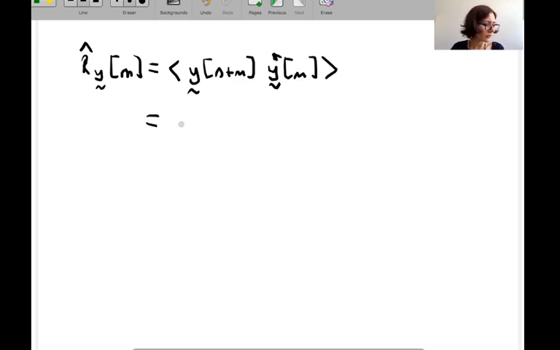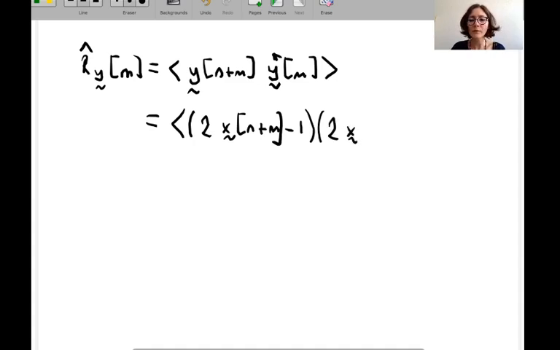So these are real, so let's just ignore the complex conjugate sign. I'll just write down the expressions: 2x of n plus m minus 1, first term, y of n plus m, and then the second term, 2x of n minus 1. So we'll still do maths in here. Again, constants go outside. You can separate out additive terms because these brackets mean nothing but a summation.